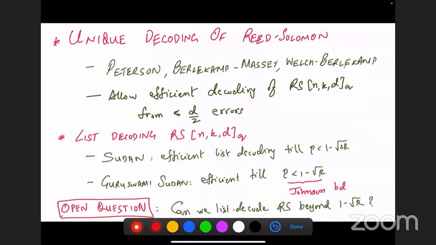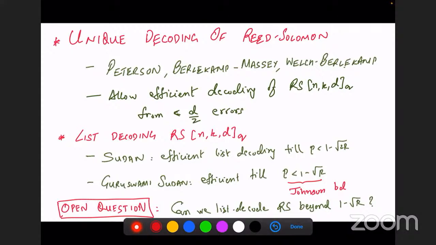Anyways, we can ask about unique decoding of Reed-Solomon codes. This is a well-studied problem. In fact, I think even Peterson did it in the 60s, which I think predates what polynomial time was. And there are other algorithms. Berlekamp-Massey has a shift register algorithm. There's Welch-Berlekamp. And they all allow for efficient decoding of Reed-Solomon codes from less than d by 2 errors, which is the unique decoding threshold.